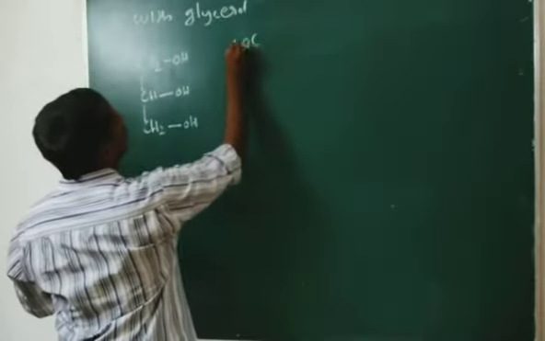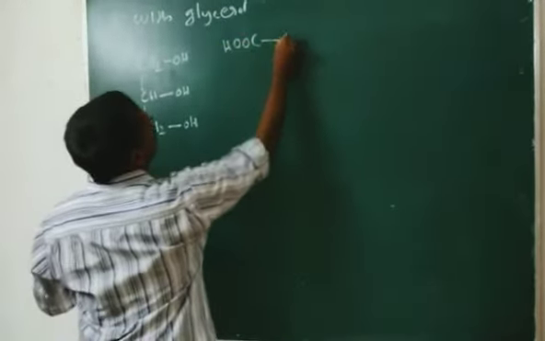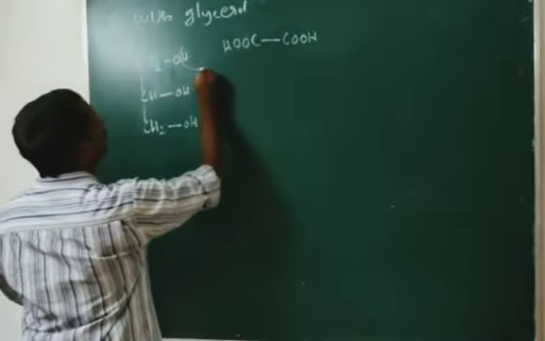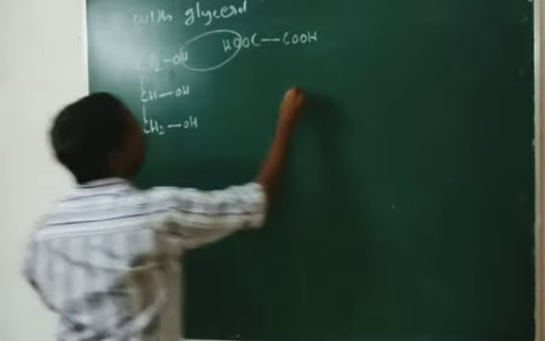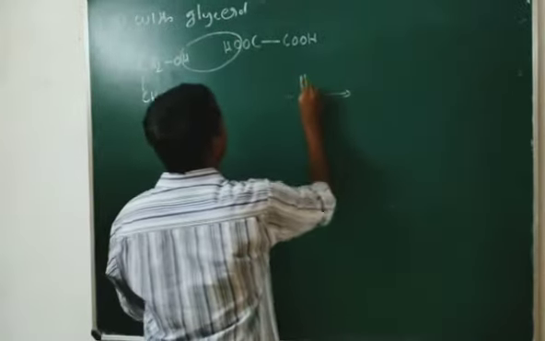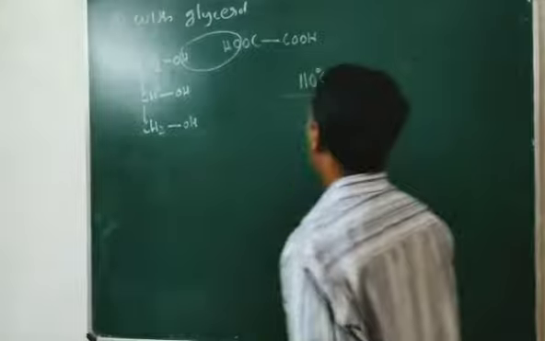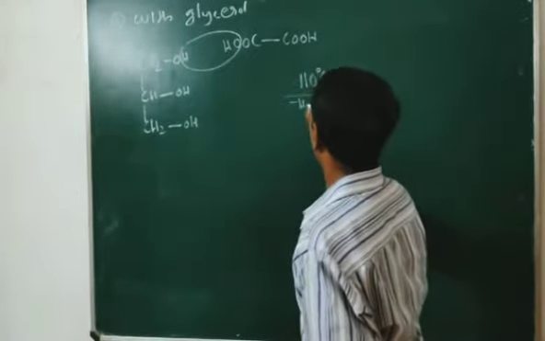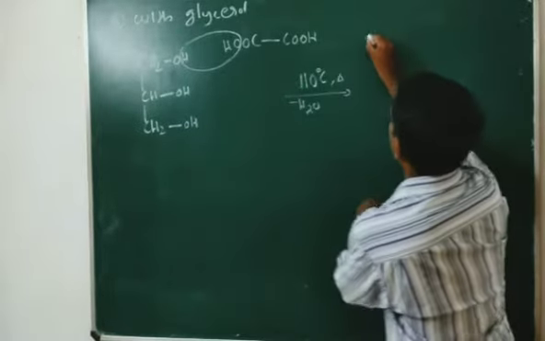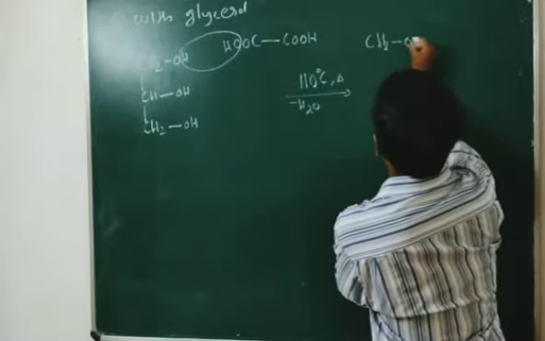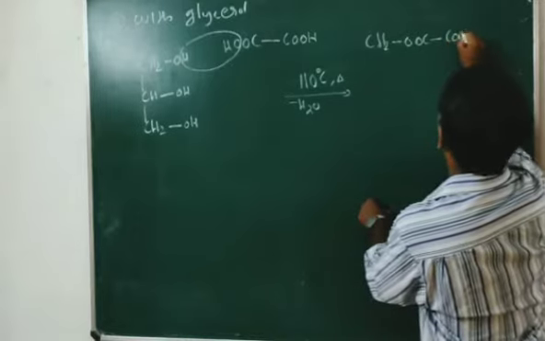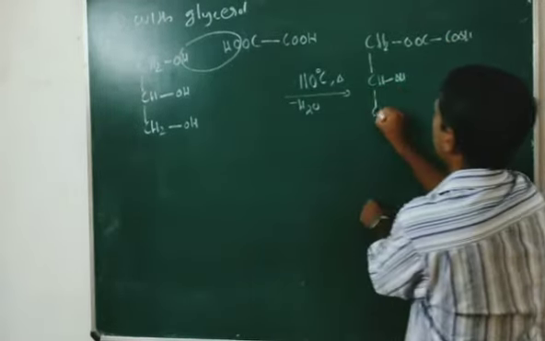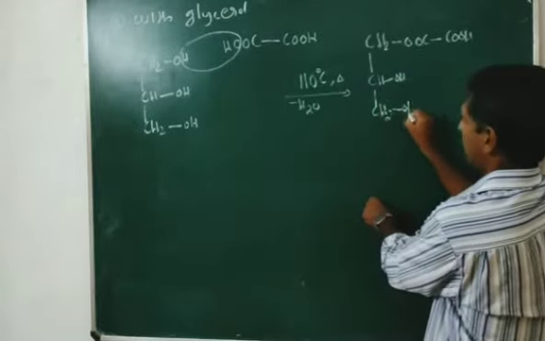Oxalic acid, look here at how I am writing it: COOH, COOH. This is oxalic acid. The reaction takes place on heating at 110 degrees Celsius. Minus H2O is eliminated, and we get a structure like CH2OOC, COOH, and here CHOH, and here CH2OH.